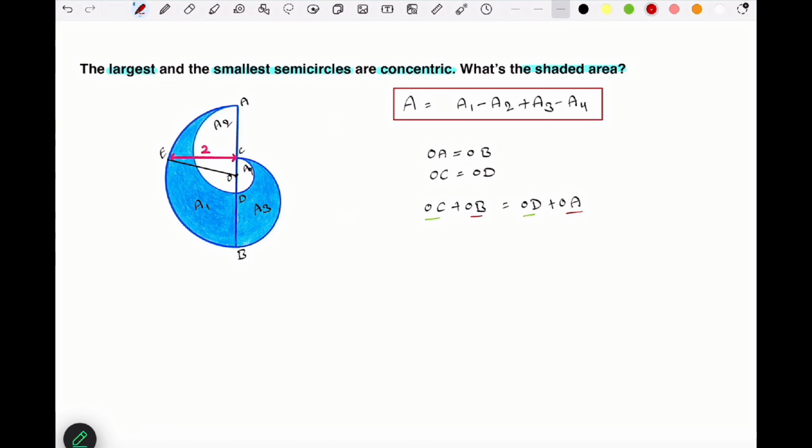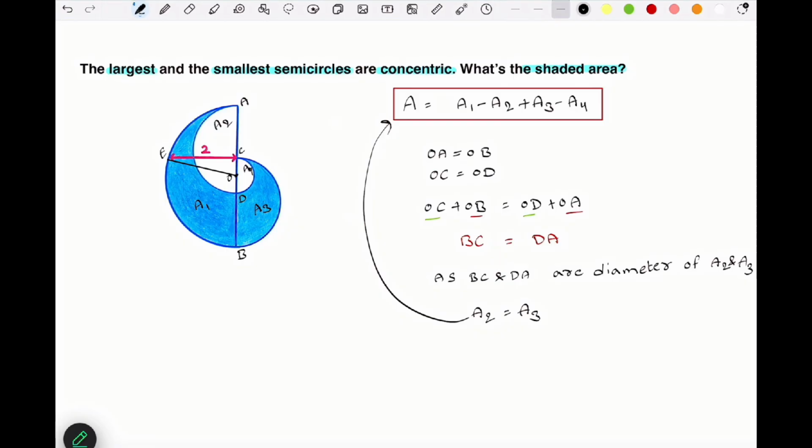Now OC plus OB we can write as BC, right? And OD plus OA we can write as DA. From this we came to know BC is equal to DA. Yes, BC and DA are the diameters of the semicircles A2 and A3. The areas of those both semicircles are equal. Area of A2 is equal to area of A3. From this, if we substitute A2 equal to A3 in here, we can cancel A2 and A3, right? Now the area is remaining as A1 minus A4.